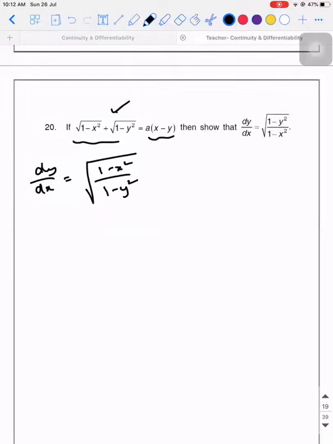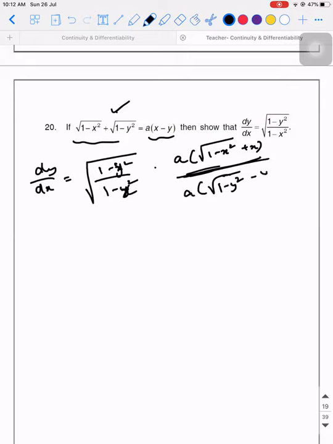Can you tell me that something? A into root of 1 minus x square plus x, divided by A into root of 1 minus y square minus y. Not the whole multiplied, sir. Only for root of 1 minus y square, A is multiplied. Similarly, A root of 1 minus x square. Here it is minus y, here it is plus x. Correct? Plus x and minus y.